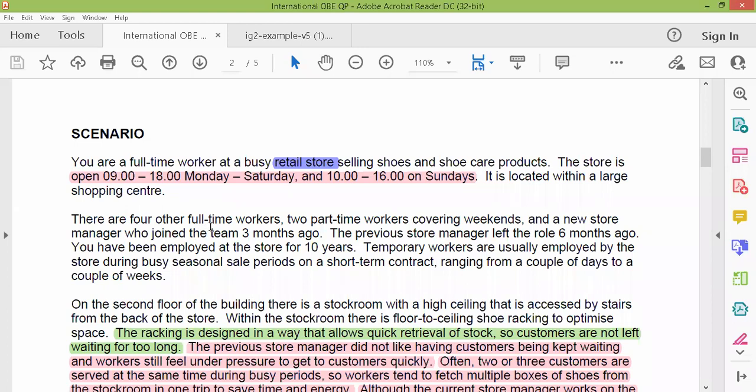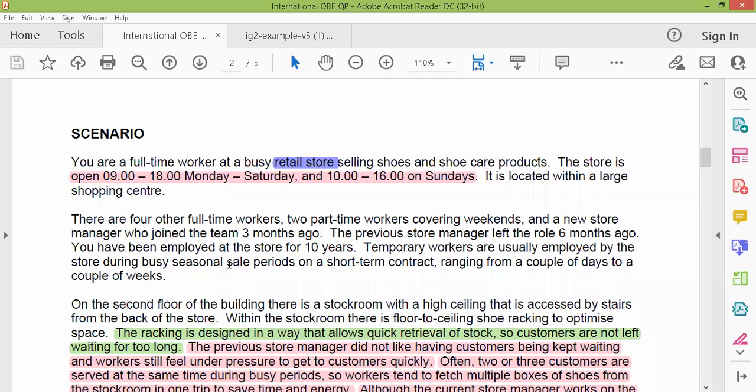They could mention that for Sunday they have other workers, or that every worker has 1 day off, but they didn't mention it here. There are 4 other full-time workers. One is you and 4 other full-time workers, 2 part-time workers covering weekends, and a new store manager who joined the team 3 months ago. The previous store manager left the role 6 months ago. That means for 3 months there was no manager, and this new manager joined the company 3 months ago.